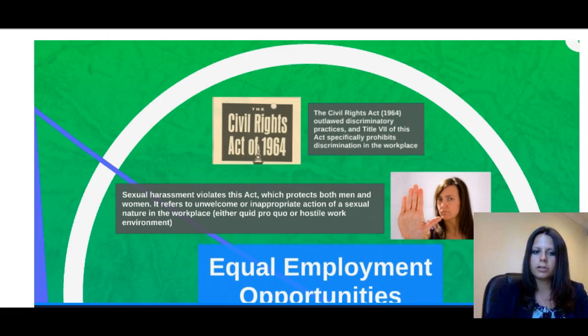Sexual harassment falls under that and violates the Civil Rights Act. It protects both men and women. It refers to any type of unwelcome or inappropriate actions of a sexual nature in the workplace. Either quid pro quo, meaning you do something for me, I'll do something for you. You go on a date with me, I'll give you the schedule you want. Or hostile work environment. Overall, just an environment that makes you uncomfortable. You've told someone to stop making comments about their sex life, and yet they continue to do so.